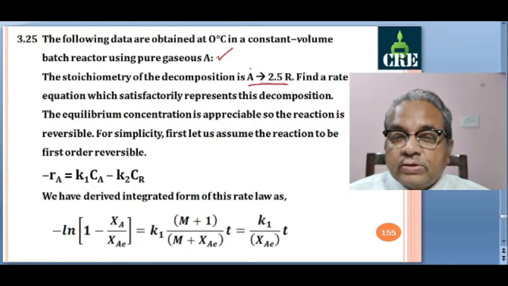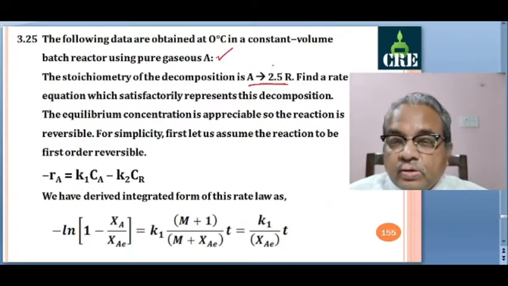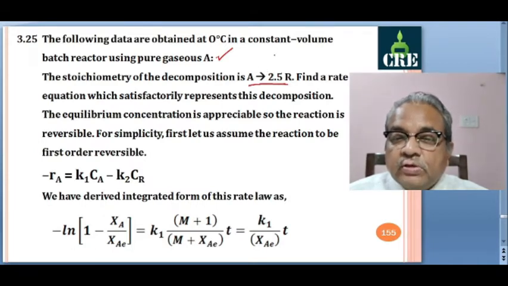That means during the course of reaction, volume is increasing. And if you carry out this in a constant volume reactor, gas phase, it is 2.5 times the final volume. That means pressure will go on increasing in the reactor, and if you have a pressure gauge, you can get the total pressure data or measure the pressure as a function of time. Okay, find the rate equation which satisfactorily represents this decomposition.